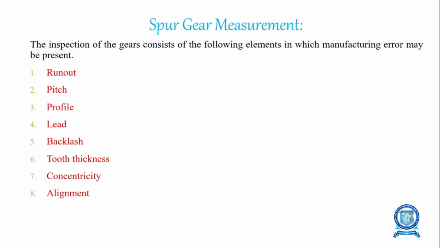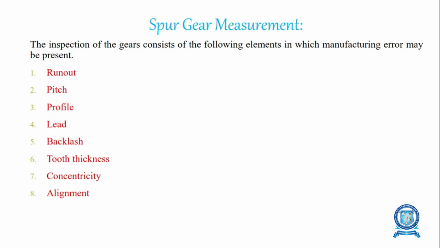In this spur gear measurement, some inspections are made on the gears. In this inspection, we find out the manufacturing errors that may be present on the gears. By this method, the individual elements of the gear are checked in this process. So it is a slow and time-consuming process.